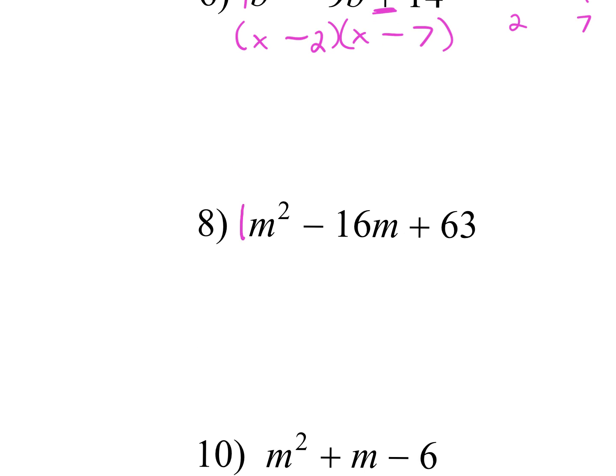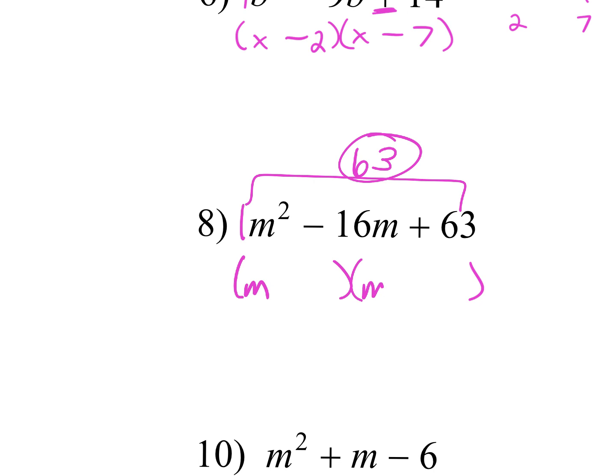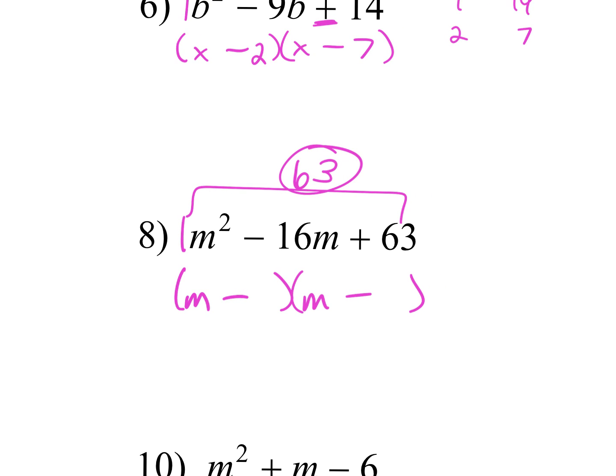Look at 8. 1 times 63, positive 63. If you can notice this, I'm going to put an M in the front. And what is both parentheses signs going to be? Minus, good. What are the factors of 63 that multiply to give me 63 but add to give me negative 16? 9 and 7, 7 and 9. There you go. Both negative, good.